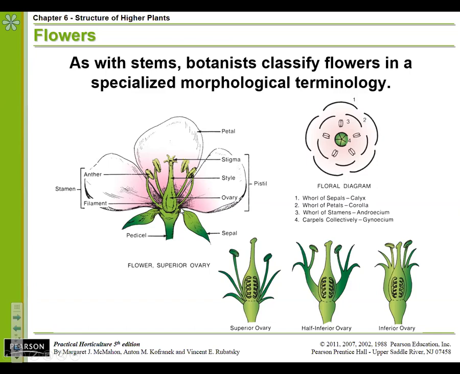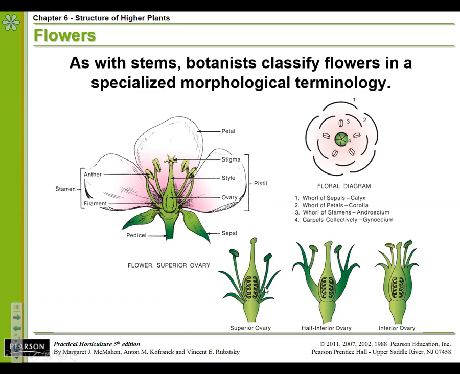The whorl of petals, which in most flowers is the showy part of the plant, not always though, is referred to as the corolla. The whorl of stamens, the male part of the plant, is referred to as the androecium. And the collective whorl of the carpels, the female part of the plant, the stigma, pistil, and the ovaries, are the gynoecium.